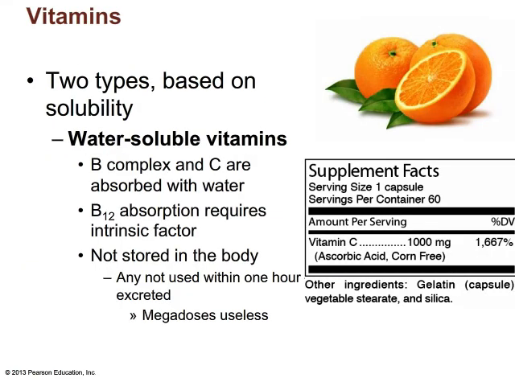So vitamins are divided into two groups based on their solubility in water. Water-soluble vitamins include things like vitamin C and also vitamin B12. Now, these vitamins cannot be stored in the body, so any excess that you get in the body will just be excreted in the urine.